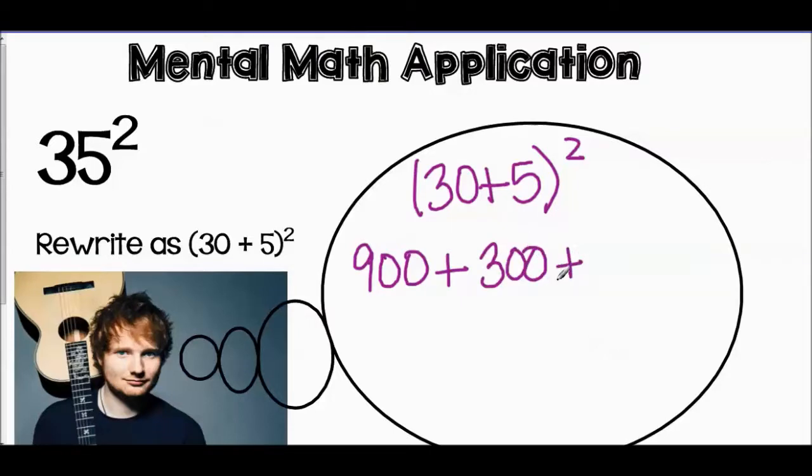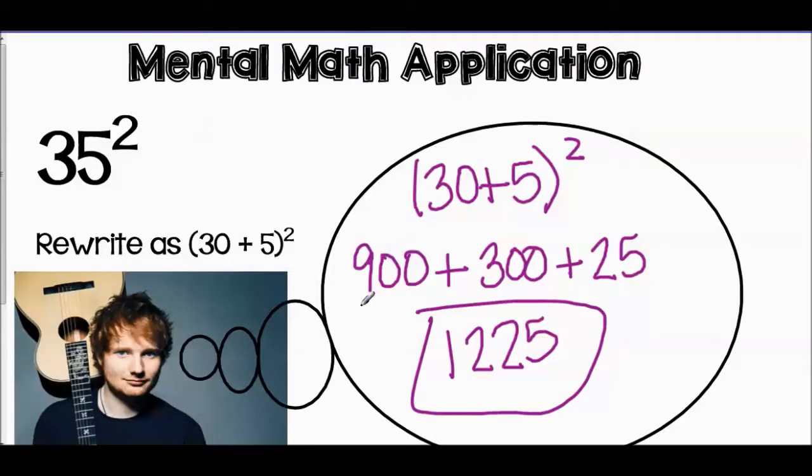Plus, I'm going to have the square of the last term, which is 5 times 5, 25. So I can add all that up. 900 plus 300 is 1,200, plus 25 would be 1,225. If you have a calculator nearby, I totally realize it's quicker to type in 35 squared, but if you don't and you're trying to think about this in your head, you can apply this square of a binomial rule to mental math when it's just numbers like this and do that in your head.